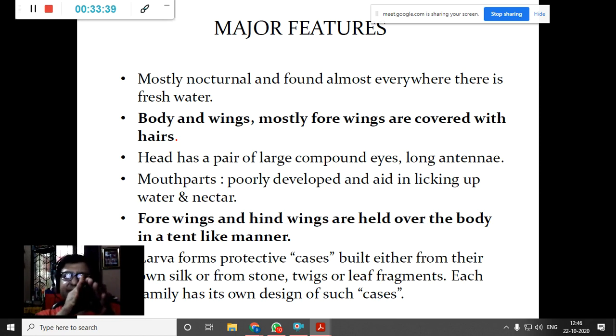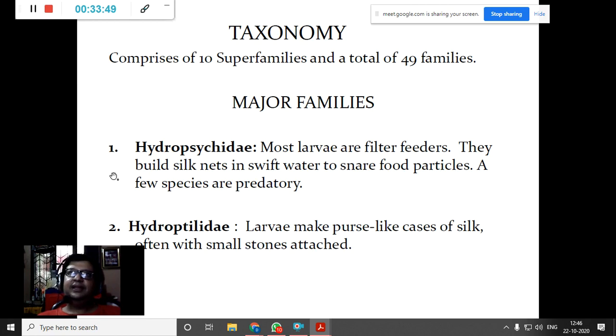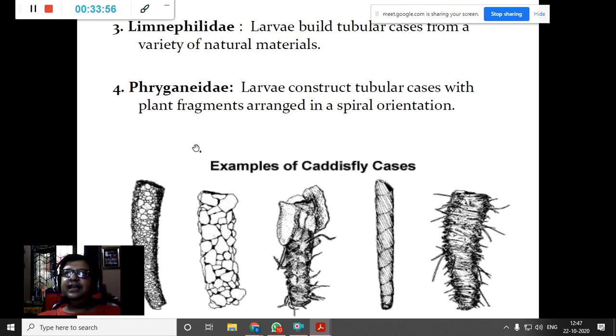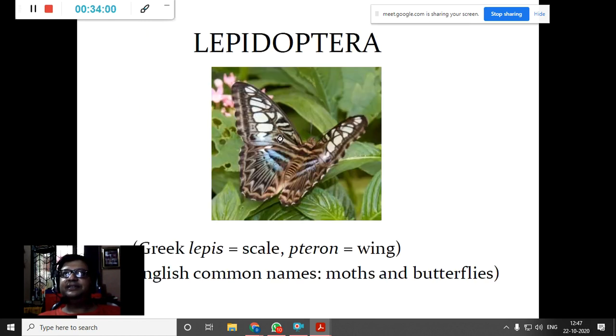You find these type of insects like a tent-like manner. Their wings are covered like this. You can find them going. And the taxonomy, you don't need much of them. There are 10 superfamilies and 49 families. And examples of caddis flies are, these are some examples.